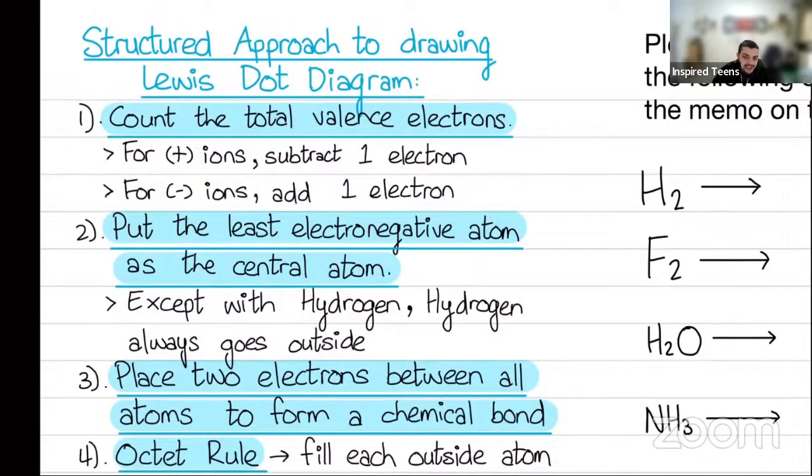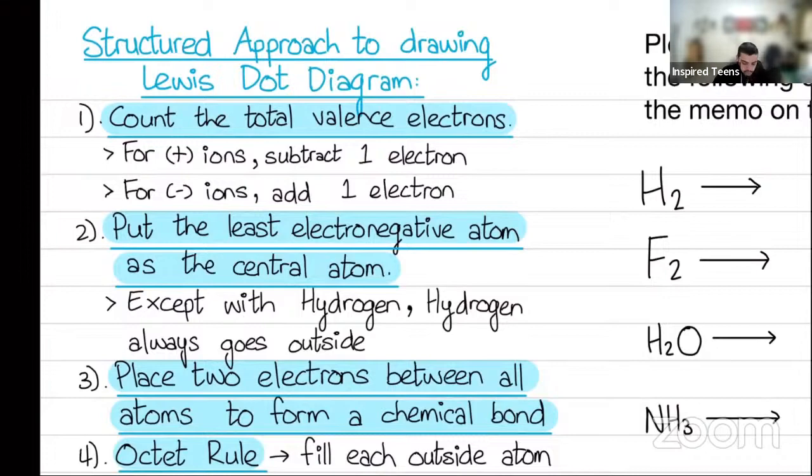Number 2, put the least electronegative atom as the central atom, right? Remember we said that doesn't always work. So when does it not work? Put the least electronegative atom as the central atom, with the exception of hydrogen, okay? Because hydrogen always goes on the outside, so we do not put hydrogen in the center. In certain cases, hydrogen will be the least electronegative atom, but hydrogen always goes on the outside, so it doesn't matter, okay?